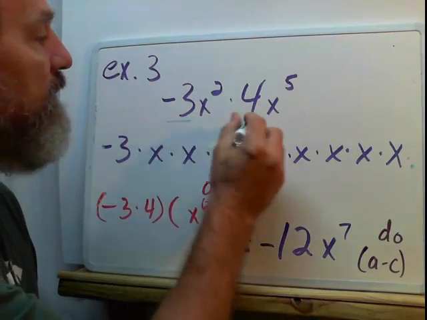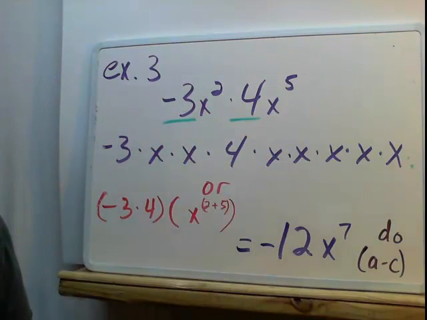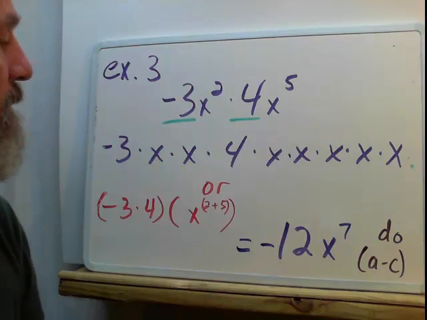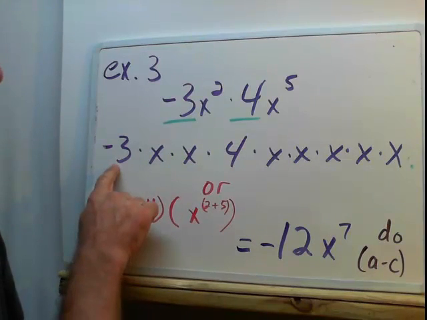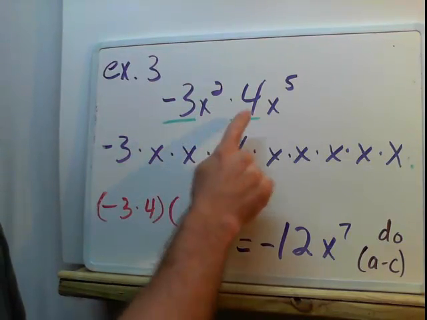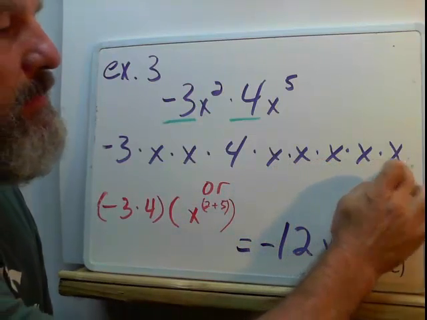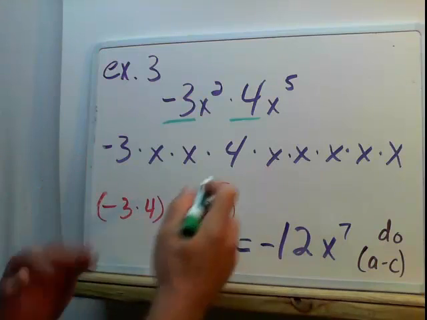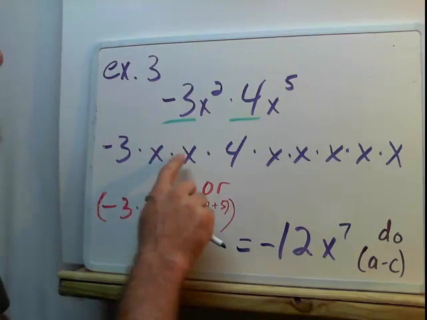Example number 3. They throw one more thing in here. We now have a coefficient on our variable. So we have negative 3x squared times 4x to the 5th. Think of this all strung out as all the different terms. We have negative 3 times x times 4 times x times x times x times x times x, 5 x's.